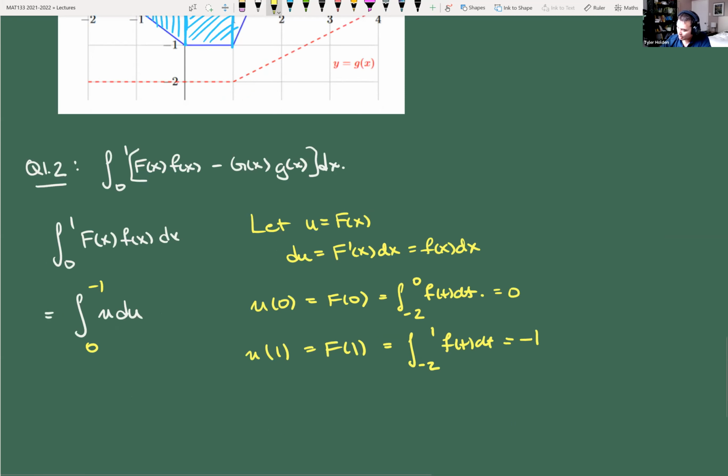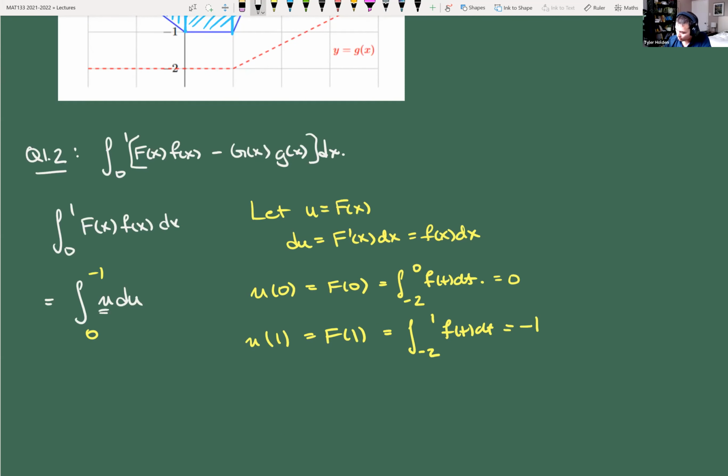And now I can find an antiderivative for u. I know what that is. 1/2 u squared from 0 to -1. So I'm going to get 1/2 times -1 squared. So I get 1/2 like that. Okay. And so that's just the first half, right? That's capital F times little f.